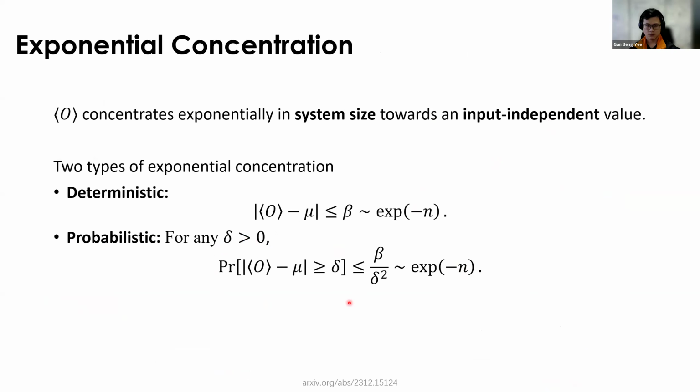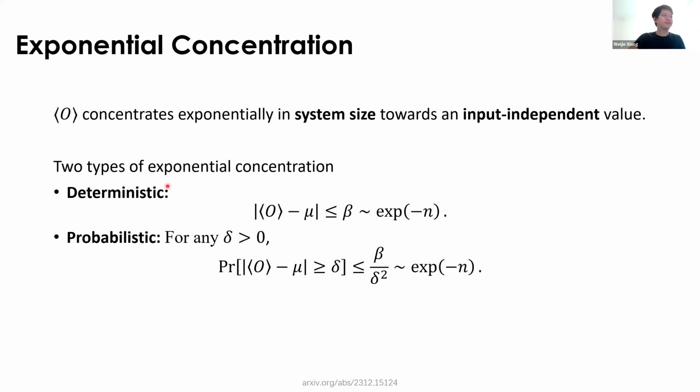But there's a fundamental limitation for QELM. Similar to the quantum kernel case, it's the exponential concentration. Basically, for any Hermitian observable, its expectation value will concentrate exponentially in system size towards an input independent value.